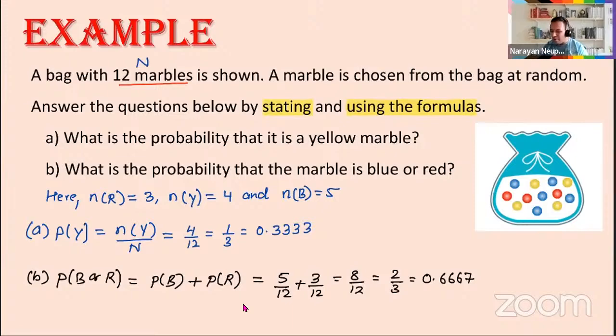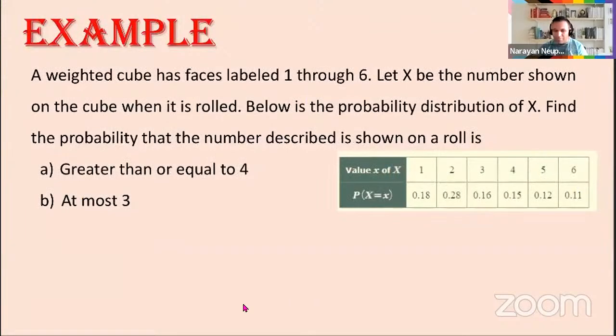The next question will be from our 5th module. Okay, here is the next one. And let's see what is given here. A weighted cube has faces labeled 1 through 6. If it is a fair cube, the probability of all sides appearing will be equal. But here it's a weighted cube, so the probabilities of getting 1, 2, 3, 4, 5, 6 are all different. But remember, these probabilities are still numbers between 0 and 1, and the total probability must be 1. That's true here.